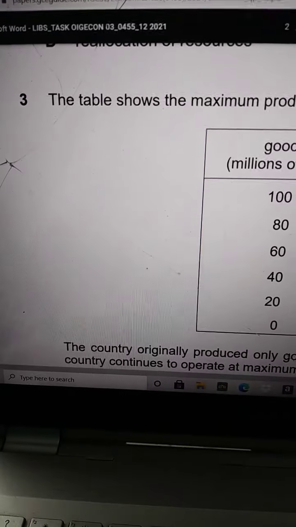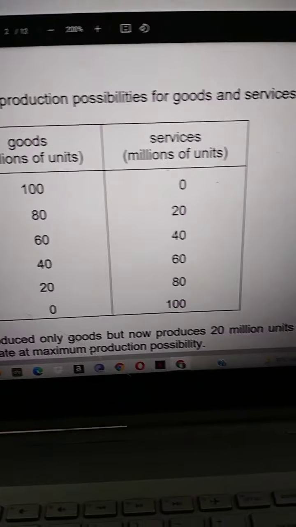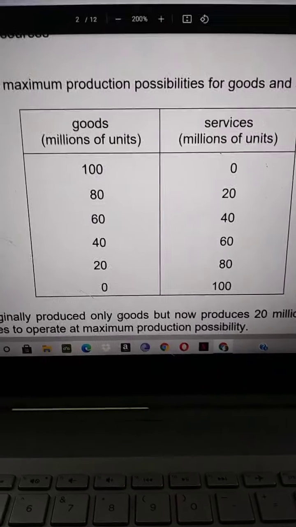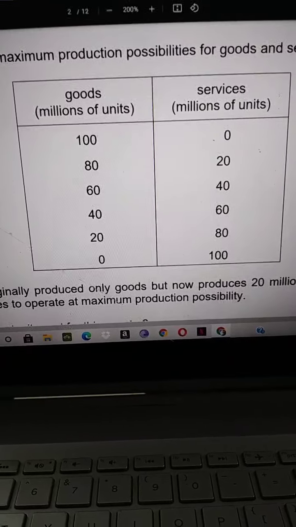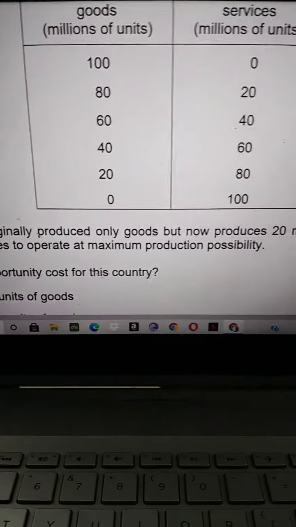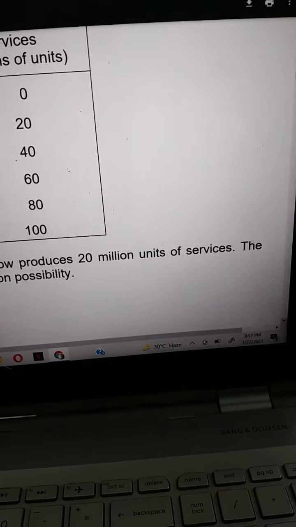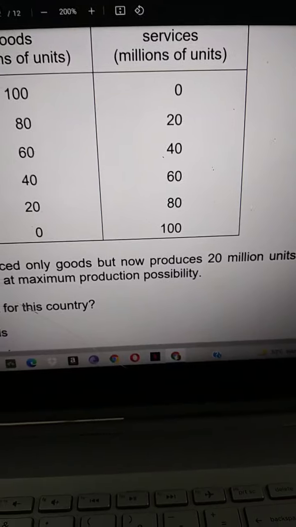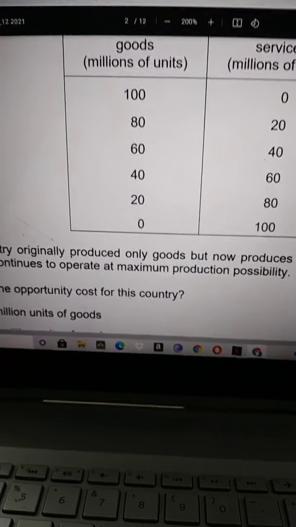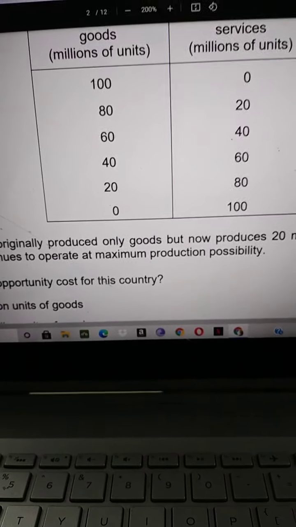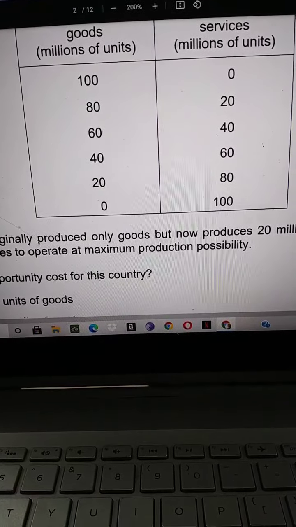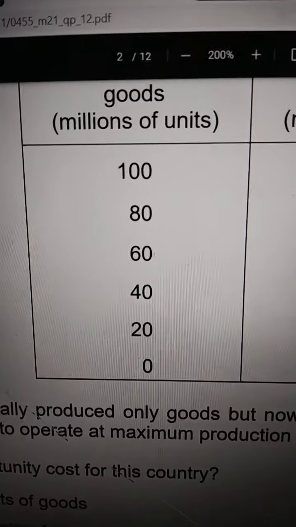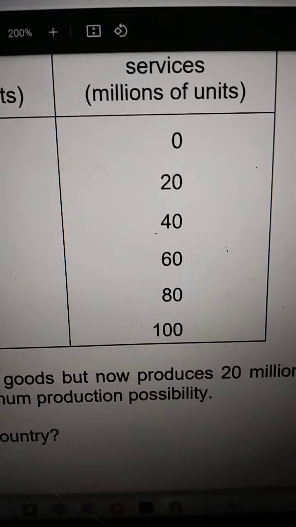Okay, question number 3 is based on a table, and it shows the maximum production possibilities for goods and services for a country. Goods and services are given, so this production possibility curve is between goods and services. The country originally produced only goods but now produces 20 million units of services as well. So the country continues to operate at maximum production possibility. So it means that it is going to continue on the curve and using all the resources. But now they are producing 20 million units of services. Initially, they were not. So they were not producing any services. So they must be producing 100 million units of goods and 0 units of services.